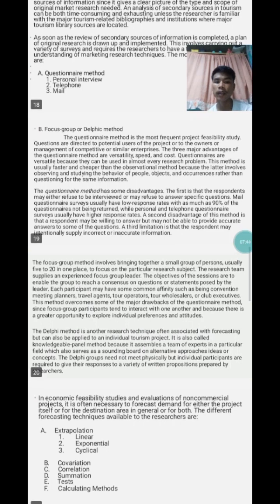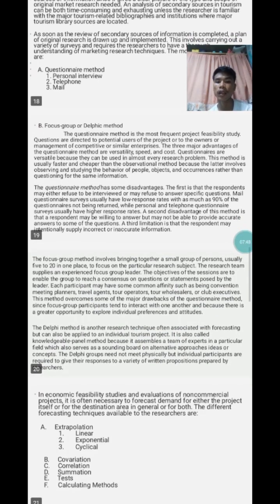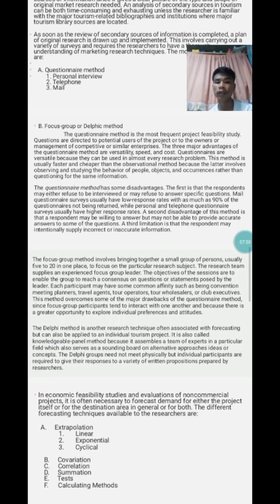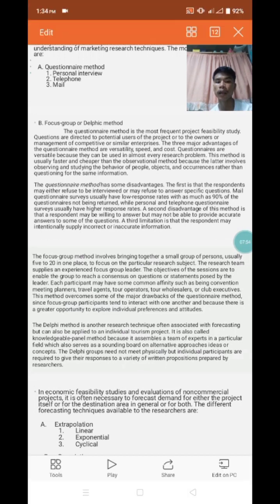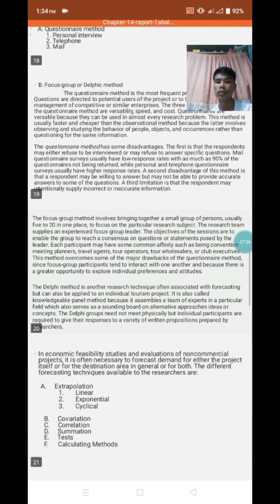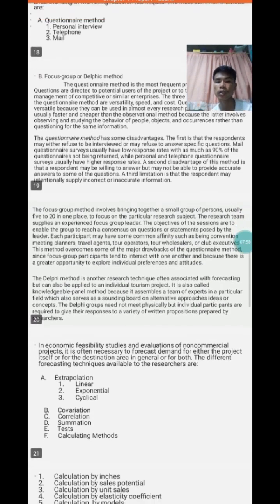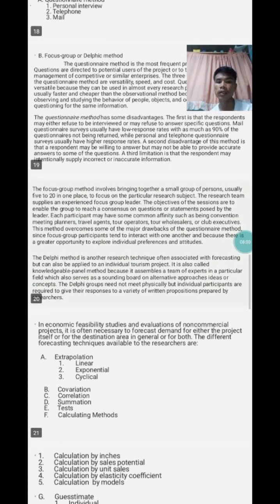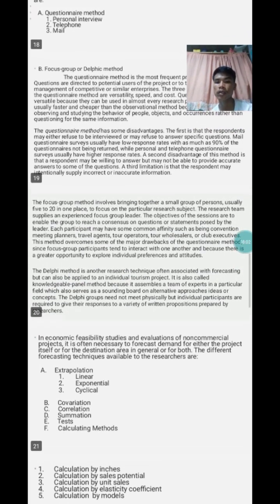A second disadvantage of these methods is that a respondent may be willing to answer but not be able to provide accurate answers to some of the questions. A third limitation is that respondents may intentionally supply incorrect and inaccurate information.